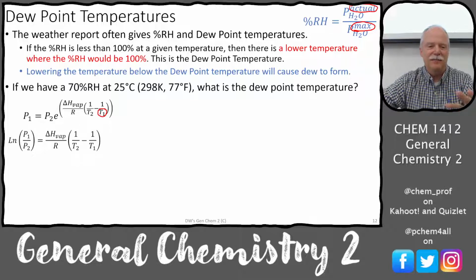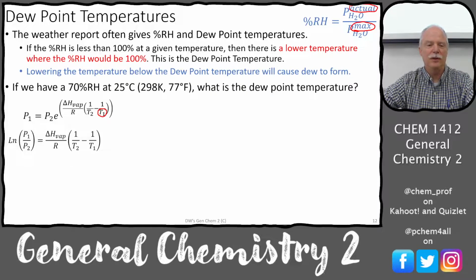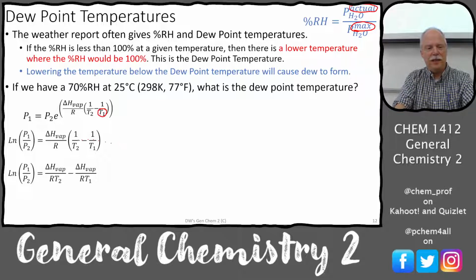So we're going to take the pressure 2 over to the other side, take the natural log to get rid of the exponential. Then we're going to multiply this delta H vap over R through. So we're going to multiply it into this and distribute it into that difference. Okay. Now, I've got this piece equals that piece minus that piece.